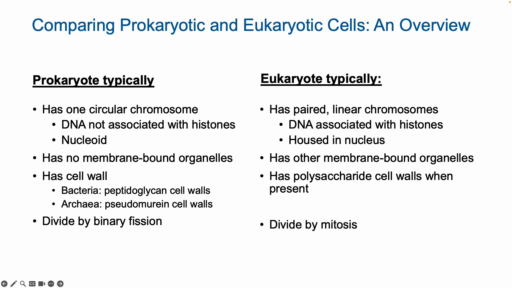When eukaryotes do have a cell wall, which is not found in all eukaryotes, it is found in our photosynthetic eukaryotes. They typically have, like plants, a cell wall made of cellulose. Fungi have a cell wall made of chitin. So it's a polysaccharide cell wall as opposed to a protein-polysaccharide mix. And they divide most frequently by mitosis.